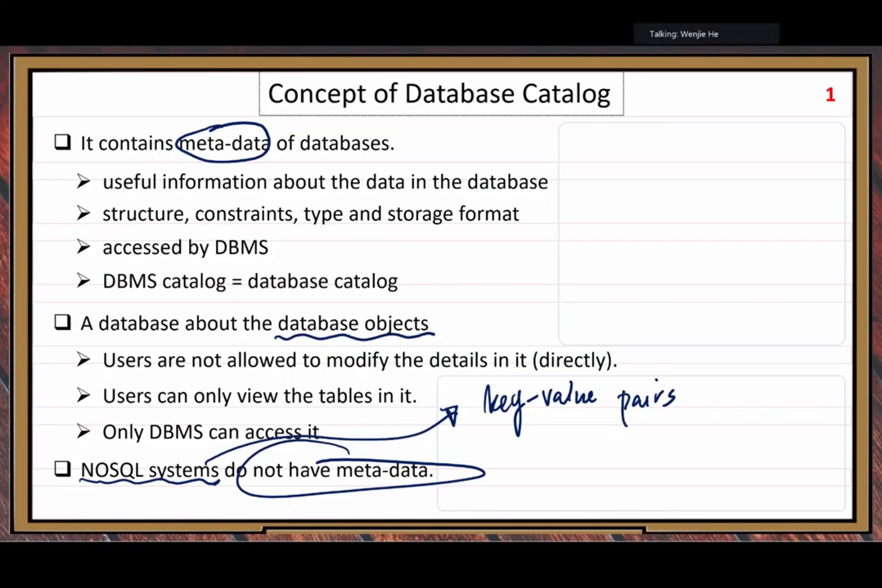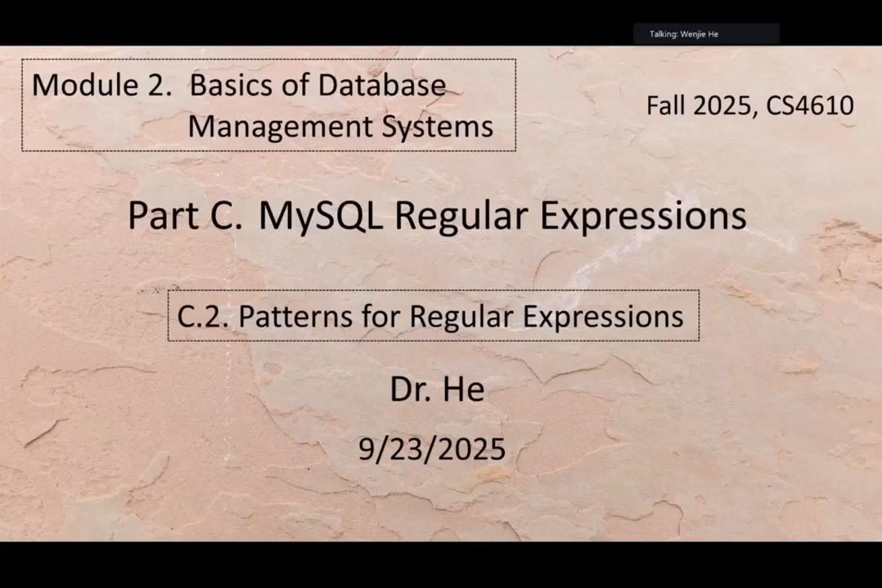All right. So those are some basic properties of the database catalog concept. That should be enough for our background. Next, our main topic of Part C.